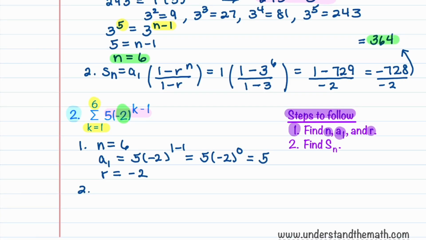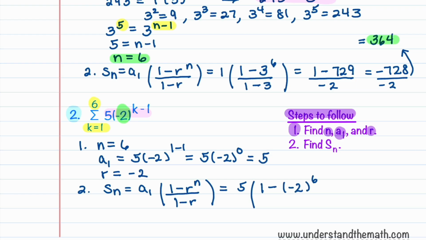Now we're good to go, and we can just go ahead and find S sub N. Here's our formula. S sub N is equal to A1 times 1 minus R to the N, all divided by 1 minus r. Plugging in, A1 is 5. And then now we have to plug in r. So we have 1 minus r, which is negative 2. N is 6. And then in the denominator, we have 1 minus a negative 2.